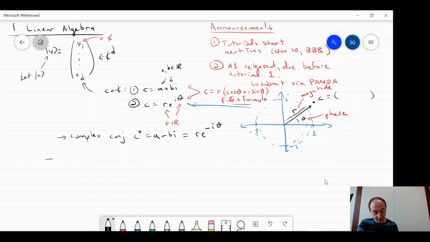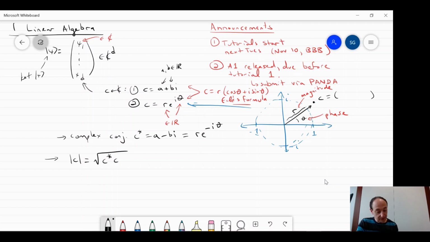Okay, and let me just remind you that if I have a complex number c, the formula for its absolute value is the square root of c star c. And this generalizes the usual absolute value function. If I have a real number, if I square the real number first and then take the square root, I just get the absolute value, right? And this is how we generalize it to complex numbers.